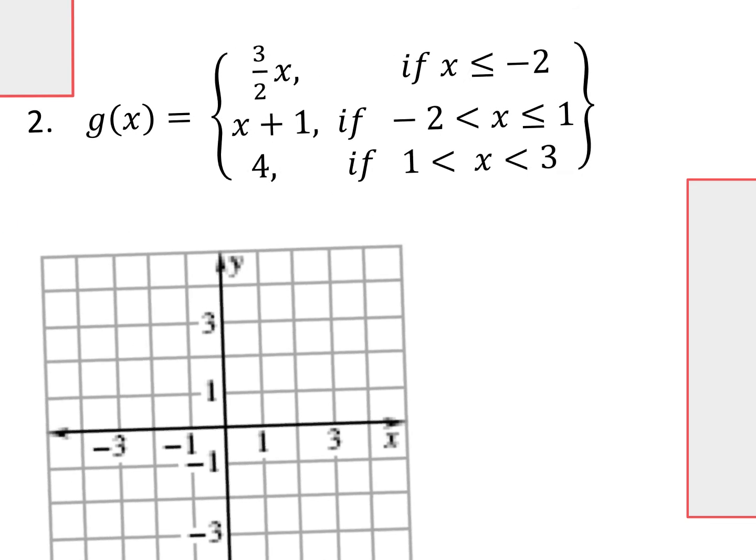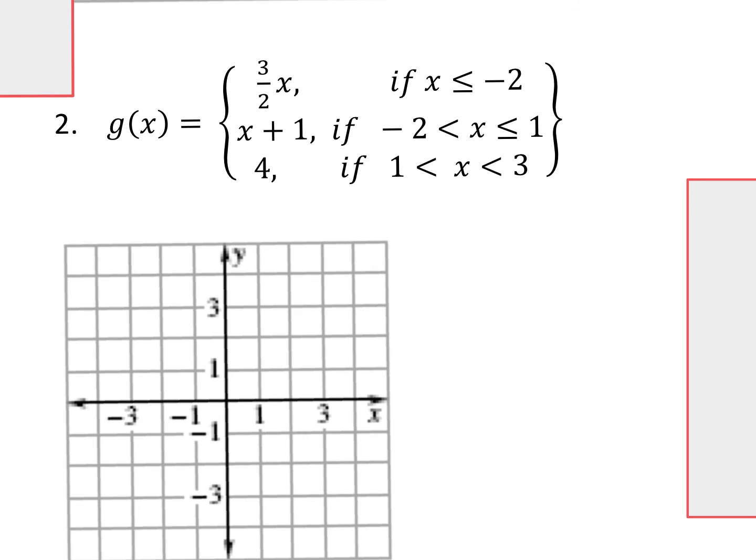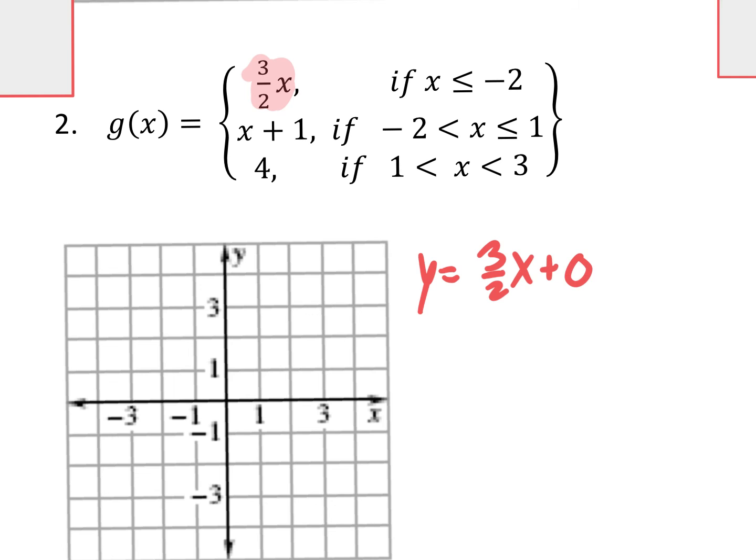This last one right here, okay? Again, I highly recommend for you to rewrite your equations. I want to take a look at this first equation. I want to do it in red. I want to rewrite it right here in red. Y equals 3 over 2x. There is no b. You can put a plus 0 if you want.